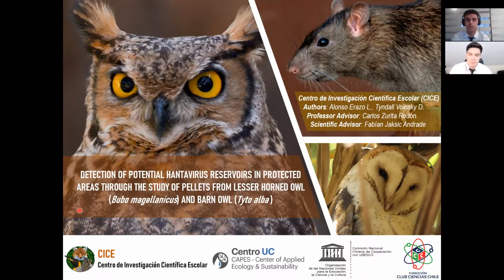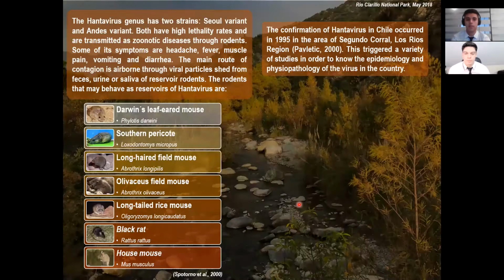I'm also from Santiago, Chile, and I will introduce you to a project titled Detection of Potential Hantavirus Reservoirs through the study of pellets from lesser horned owl and barn owl. First, I would like to tell you more about the hantavirus.